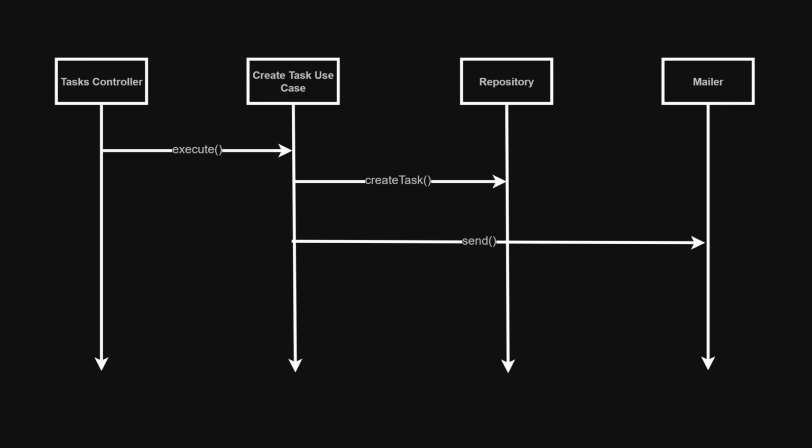Use cases keep controllers clean. So the task controller calls the execute method on the create task use case. The use case calls create task on the repository. When the task is created, the use case calls the send method on the mailer to send an email. This is what we're going to implement.